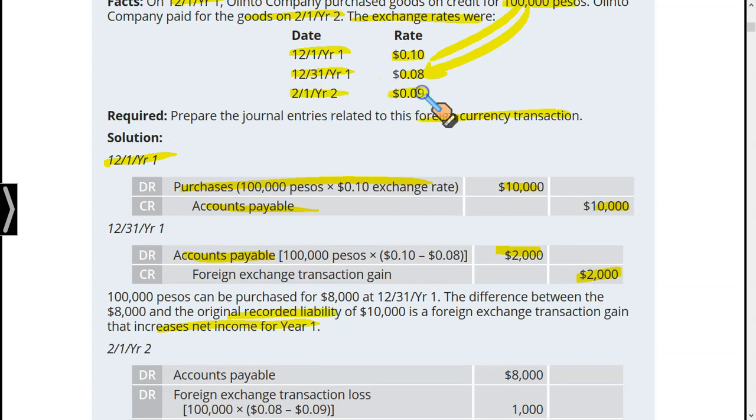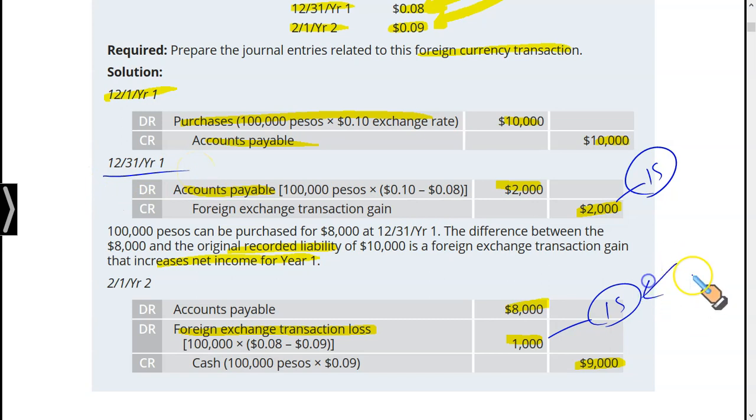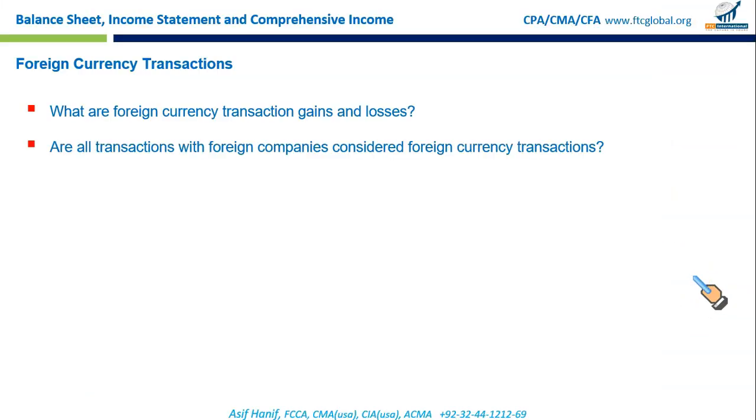Now what happens on the settlement date? On the settlement date, the rate again changes. Now the liability which you have booked at $8,000 needs to be settled at 100,000 times 0.09, that is $9,000. So this time you're going to credit your cash with 9,000. You're going to debit your accounts payable with 8, but because that was the carrying amount, the differential is now the transaction loss this time. It's foreign exchange transaction loss, and it goes to the income statement of the next year. This goes as an income statement item as a gain last year, 31st December year 1, and this is the loss for the next year's financial statement.